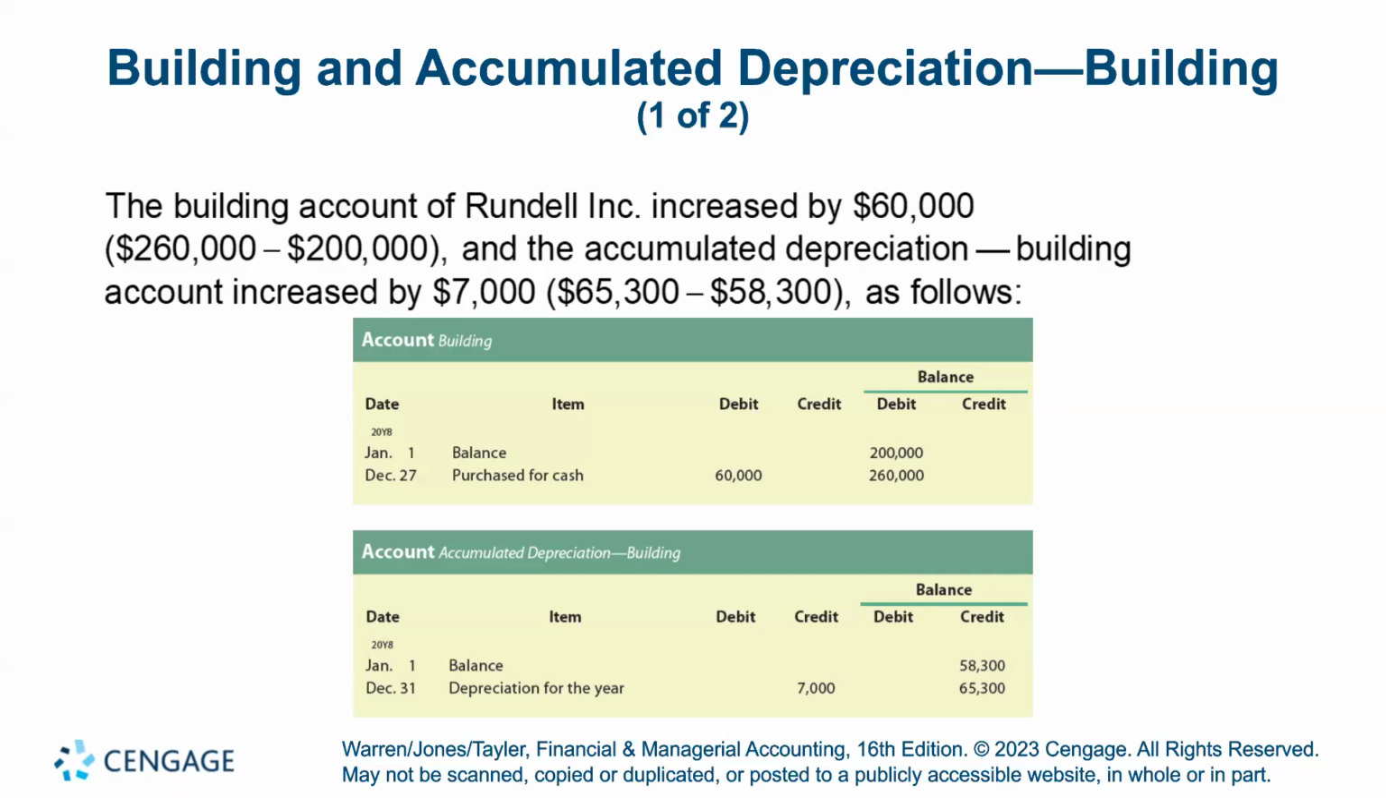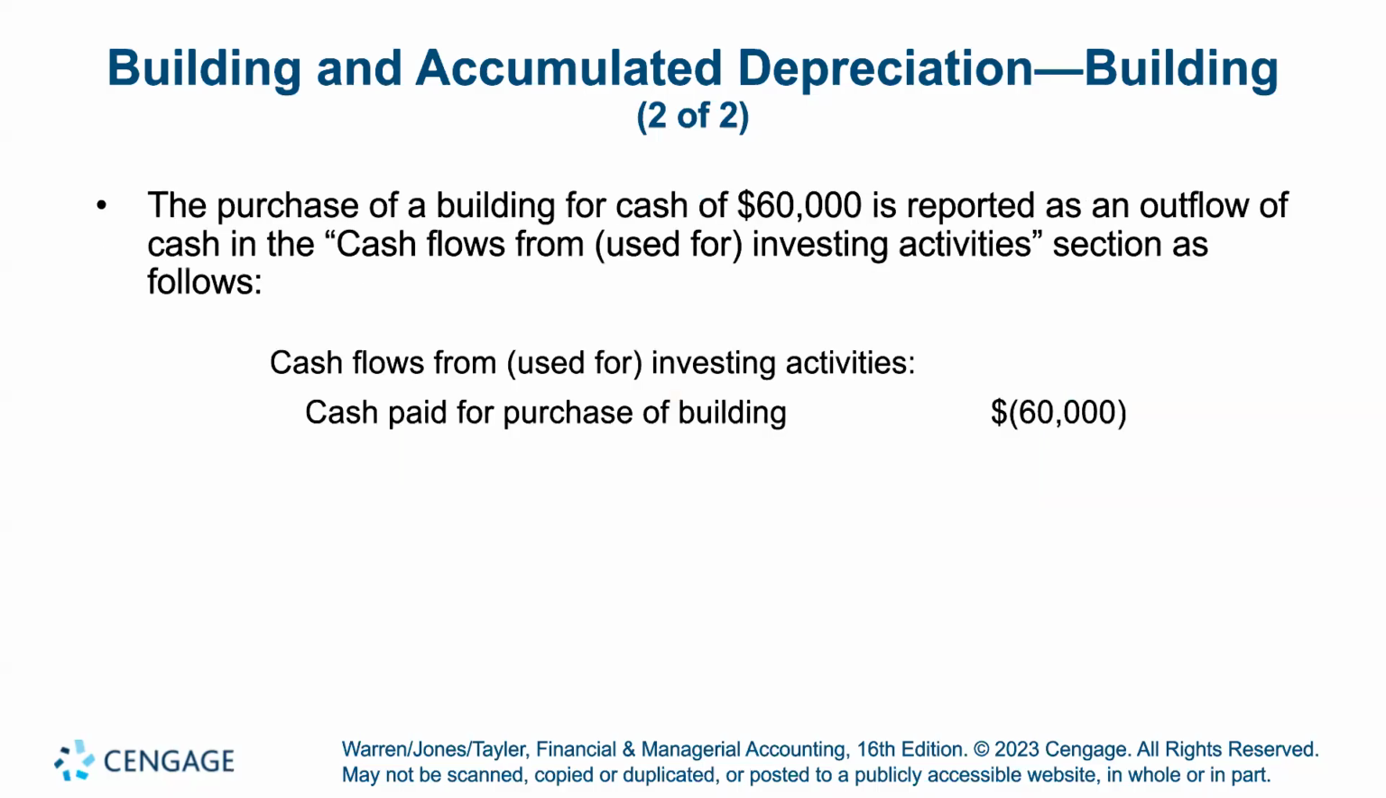So that's why the first step when we're doing this indirect statement of cash flows in the operating section is just to add that depreciation back in, because it was an expense that decreased our net income, but didn't decrease our cash. All right. So the purchase of the building for cash would simply be cash paid for purchase of a building, $60,000.